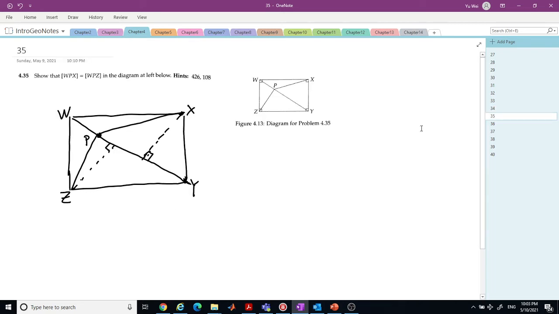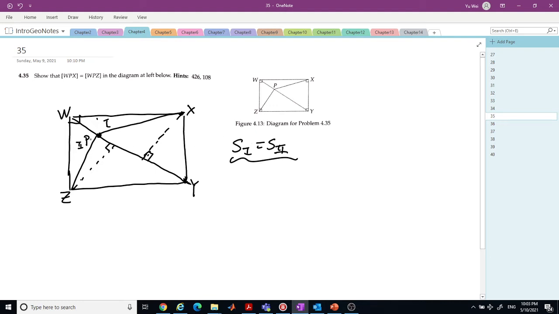Next. Okay, so we have a rectangle here, right? I want to show you that the area of WPX is equal to the area of WPZ. So 1 and 2. The goal is to try to prove the area of 1 equals the area of 2, right? So how do we prove it?